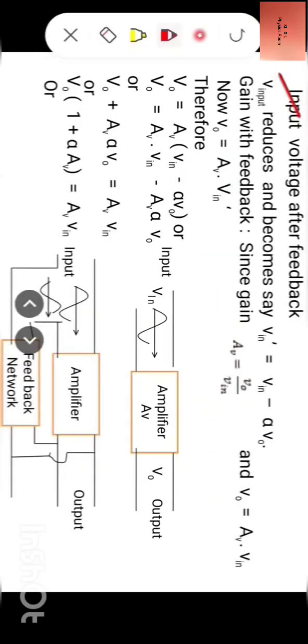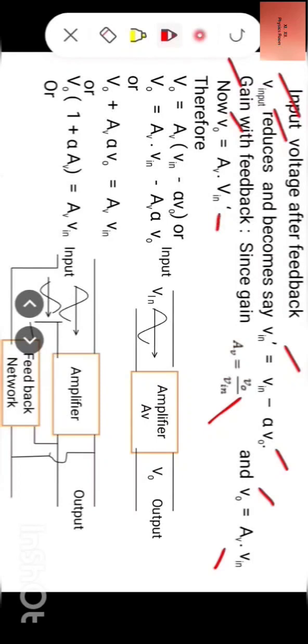Now input voltage after feedback. After the application of negative feedback, V input reduces and becomes, say, V input dash is equal to V input minus alpha VO. Why minus alpha VO? Because alpha VO is out of phase with the V in. Now gain with feedback. Since gain AV is equal to V output over V input and V output is equal to AV into V input, therefore, with negative feedback, we have V output is equal to AV into V input dash.